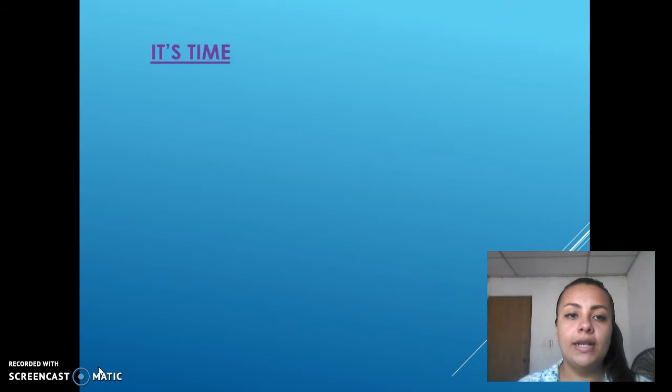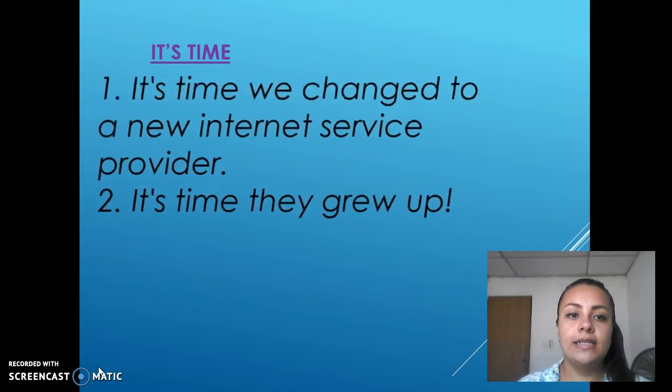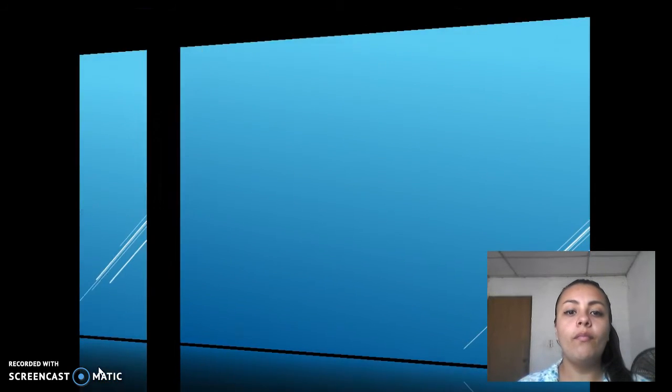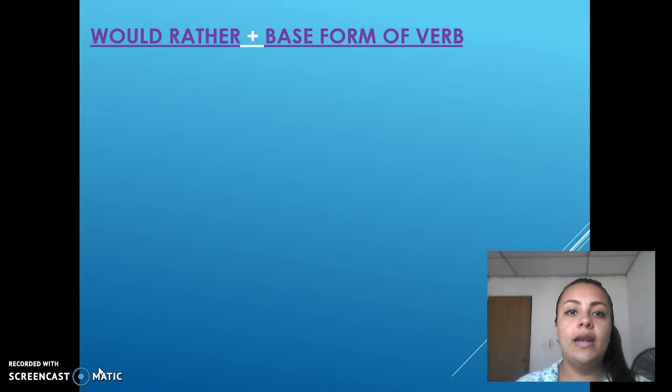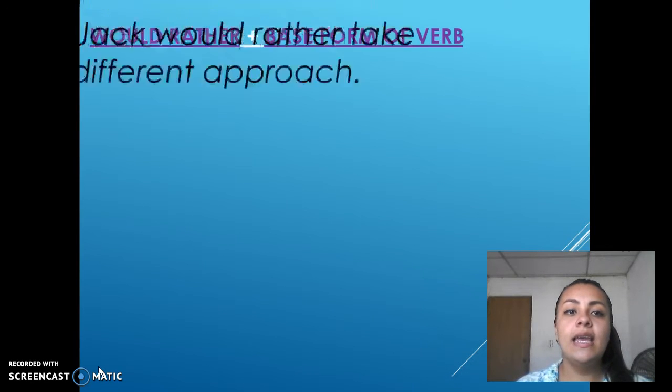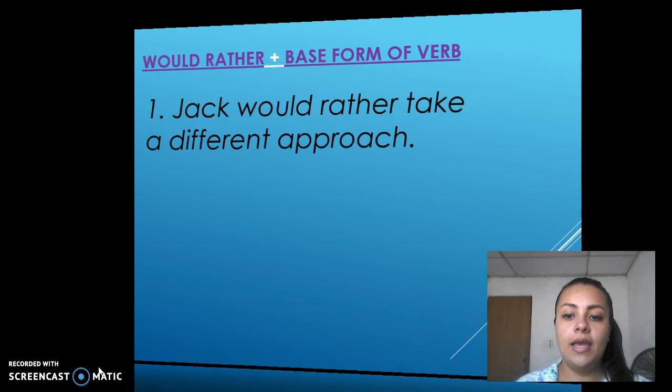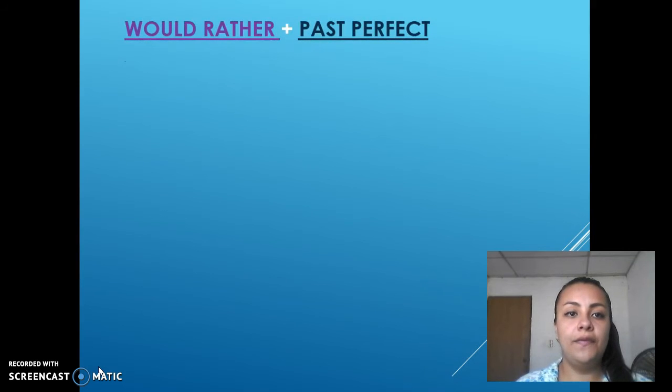The other exercise uses the form "it's time." For example, this exercise can be, it's time we change to a new internet service provider. In this case, you have to use "it's time" as a hypothetical situation in the present or in the future. You have to remember that. And then, would rather plus the base form of the verb. In this case, we have, Jack would rather take a different approach. You have to use would rather plus the base form of the verb, in this case, take.